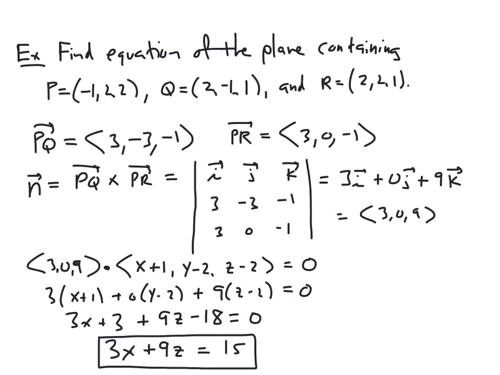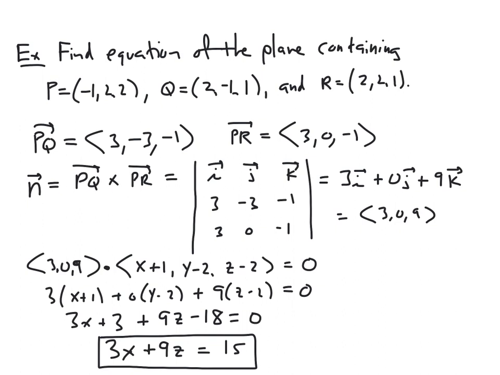The other choice I made is once I had my vectors PQ and PR, I chose to compute the cross product as PQ cross PR. I could have computed PR cross PQ, and that would have given me the negative of the cross product that I actually obtained. I would have ended up with -3, 0, -9. And so that would have caused a slightly different linear equation at the very end of this problem.